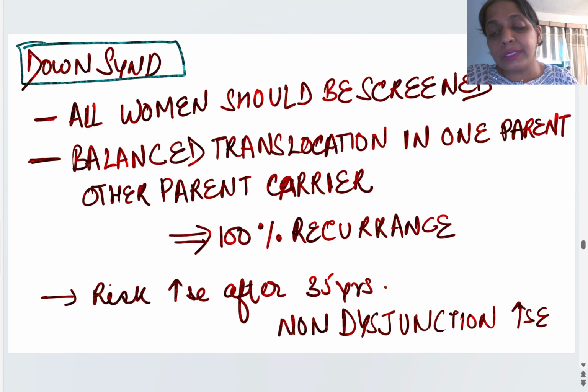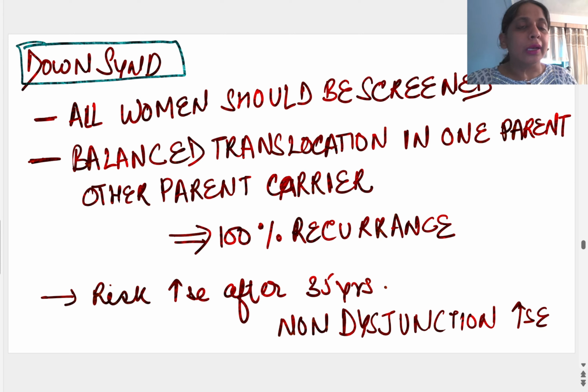Now let us see the Down syndrome screening or anomalies. Aneuploidy. Now we will do the aneuploidy, the trisomies problem. Most common of them is Down syndrome. So we will discuss Down syndrome here. Okay. All women should be screened for Down syndrome, whether they are more than 35 or not.